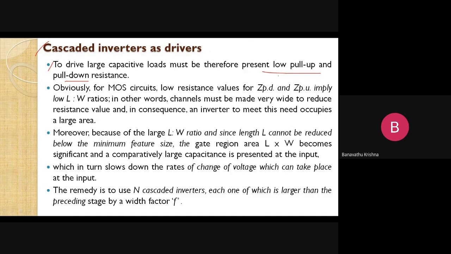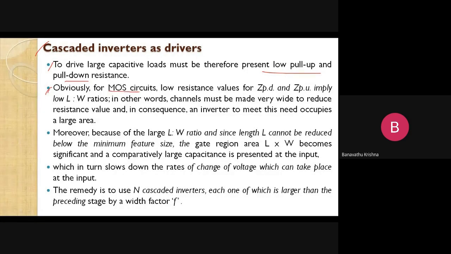Here the pull up and pull down devices are going to maintain a low resistance path, right? And how are those pull up and pull down resistances going to be maintained as a low resistance path? Here I am going to discuss some of the techniques. Already you know one of the techniques is to increase the width of the channel, to make the channel width wider. Okay. So let us go to the second point here.